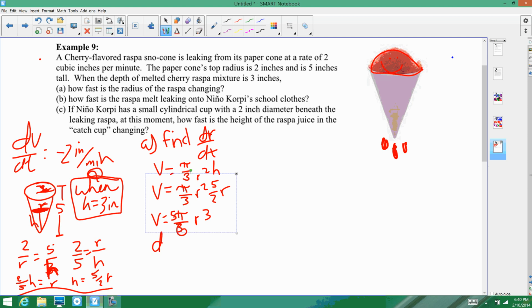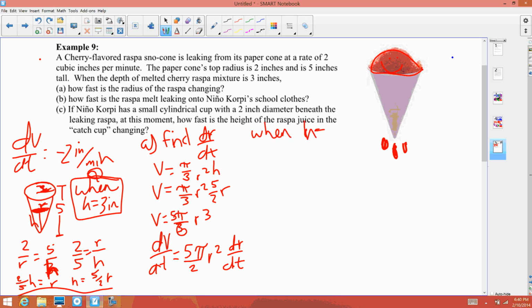So if I take the derivative now, okay, so we get what? 5/2 pi r squared dr/dt. Alright, plug in the values that I have. Should I say when h equals 3? But that's not really helpful, right? So plug in, if h equals 3, 2/5 h equals r, 2/5 times 3. We could say when r equals 6/5.